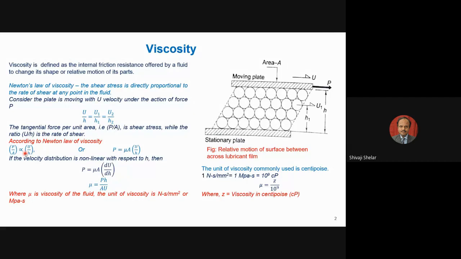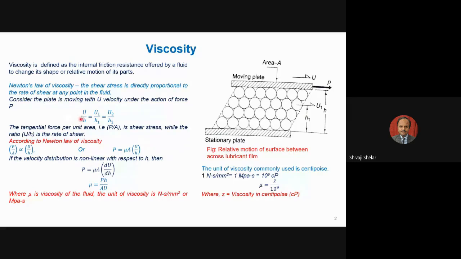What is important is the amount of force required to move this plate. That tangential force P can be evaluated by removing this proportionality sign and introducing a constant. This constant is called dynamic viscosity mu. So P is equal to mu A into U by H. This part we will learn in fluid mechanics, up to this we will learn in fluid mechanics. Now we are assuming that the velocity distribution here is linear.